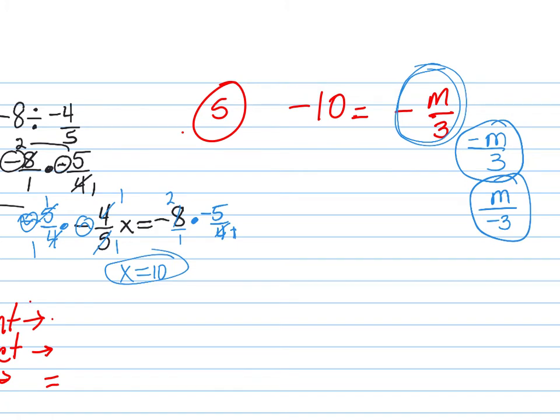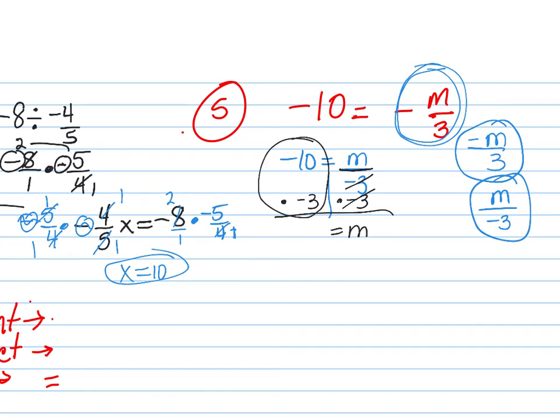Do you want to make your life easier on a problem like this? Make it negative 10 equals m over negative 3. That way, what are they doing to m? They're dividing by negative 3. What are we going to do? Multiply both sides by negative 3. Because these are going to cancel, leaving me with m. Negative 10 times negative 3. Negative times a negative.